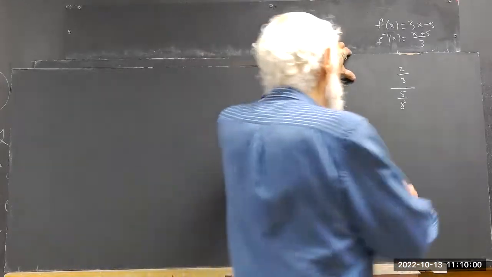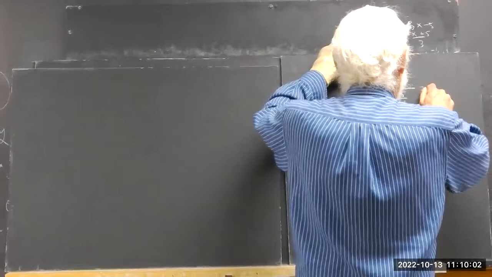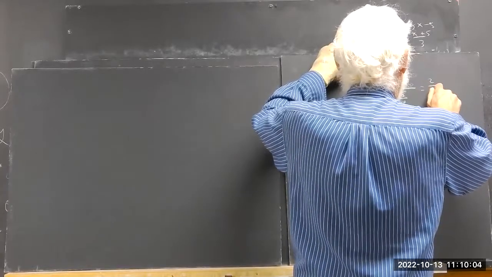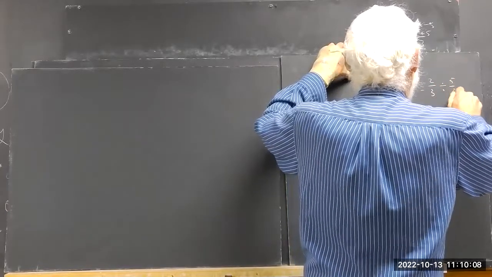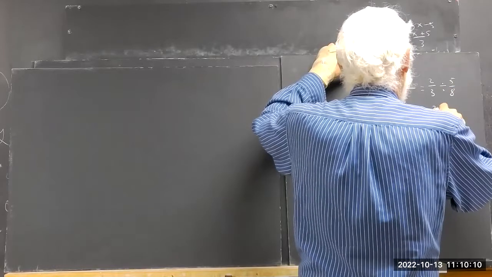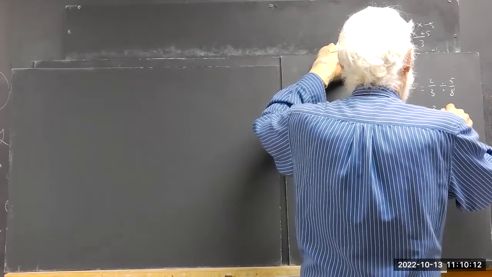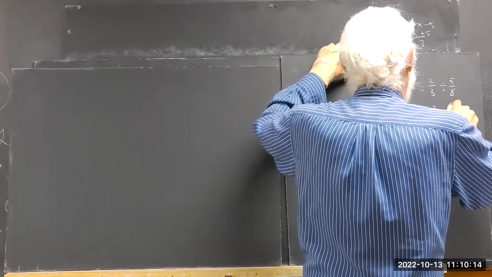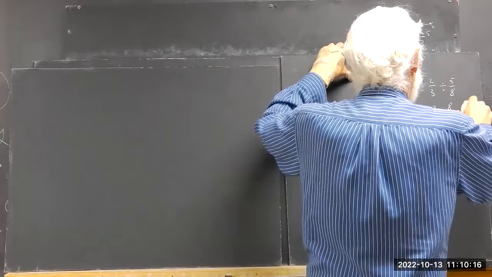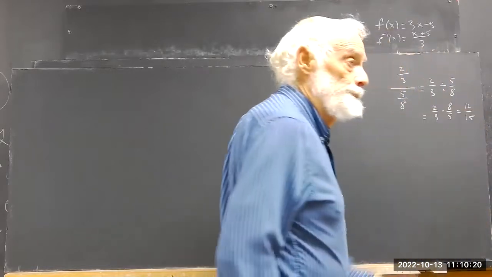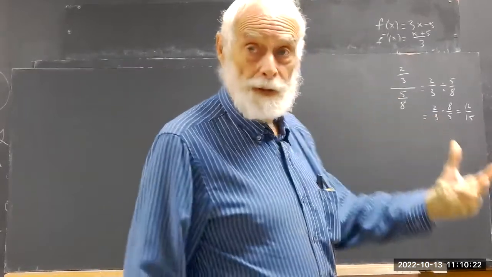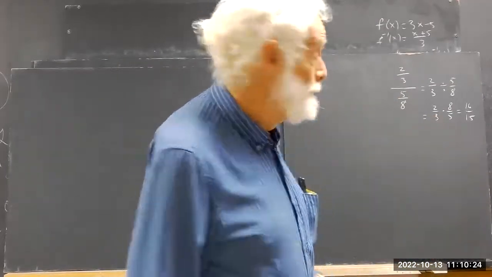All right. Now the reasoning is this is 2/3 divided by 5/8, which equals 2/3 times 8/5, which comes down to 16/15. So there's no way to simplify that. No way to reduce that fraction. Okay.